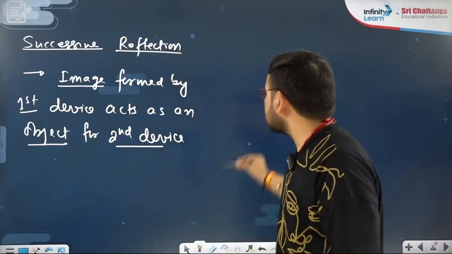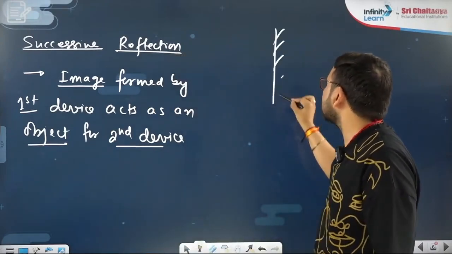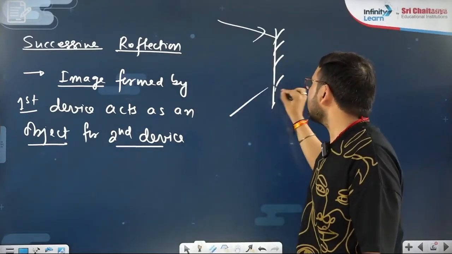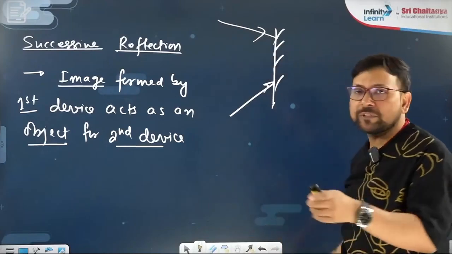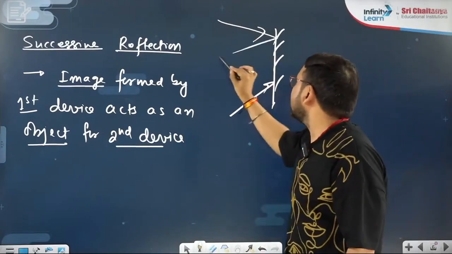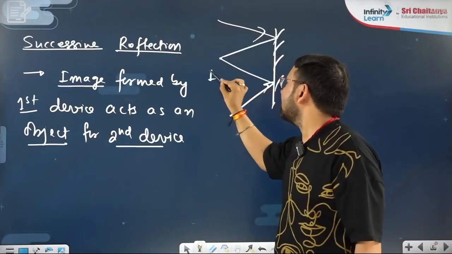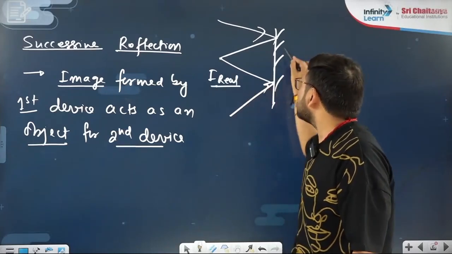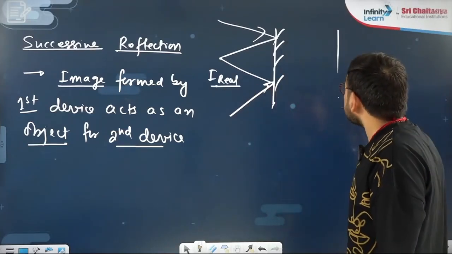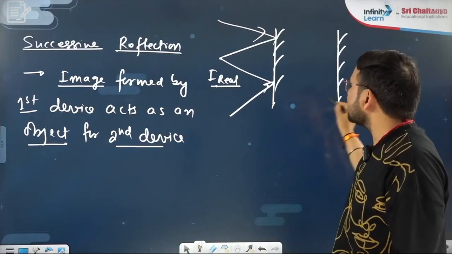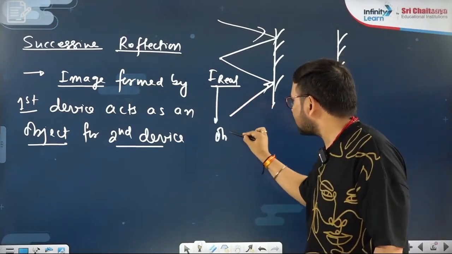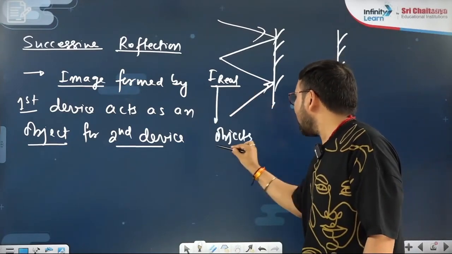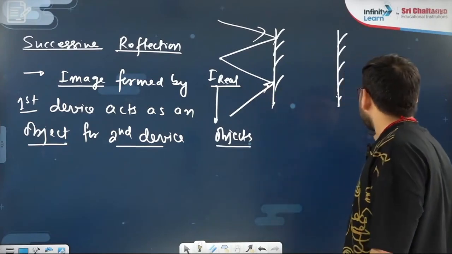When I say this is the first mirror, and that first mirror has a virtual object. Why a virtual object? Because the rays are converging, so the object has to be virtual. Then it will go here and form a real image. That real image is the image of this. But if I put another device here, for this device, this will act as an object. And since the object is real, the image will be virtual.